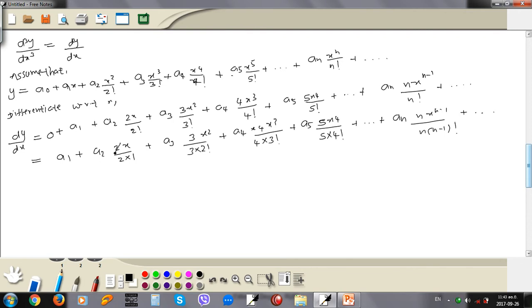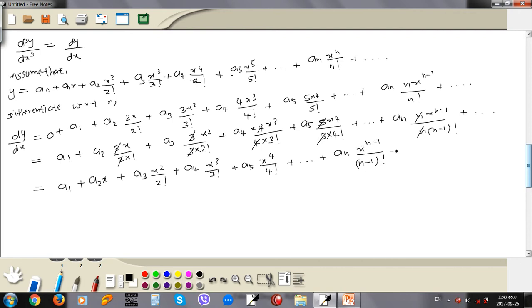So you can cancel these coefficients. Finally you can take dy by dx equals a1 plus a2x plus a3 x squared over factorial 2 plus a4 x cube over factorial 3 plus a5 x to the power 4 divided by factorial 4, up to an x to the power n minus 1 over factorial n minus 1, plus up to infinity.